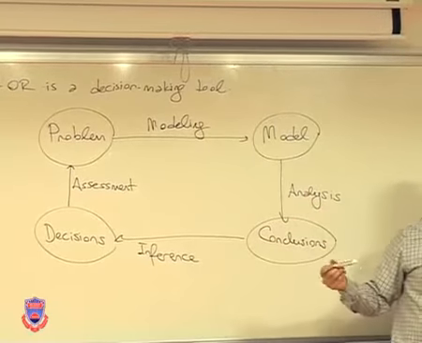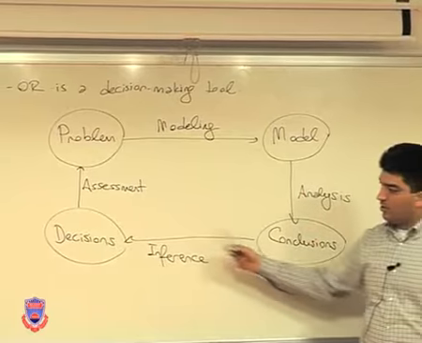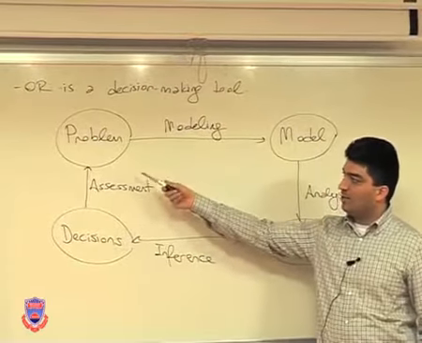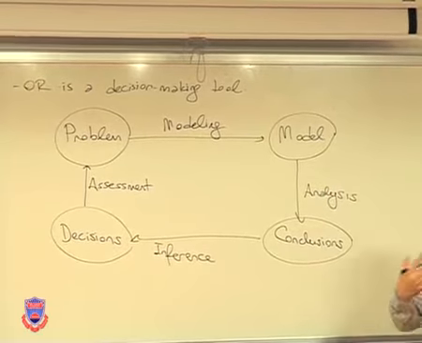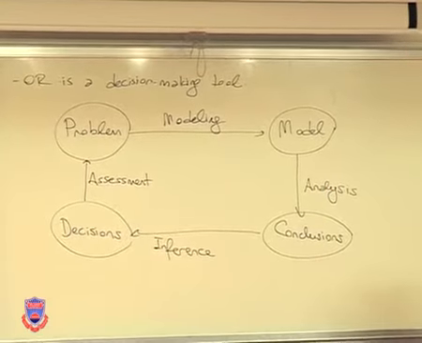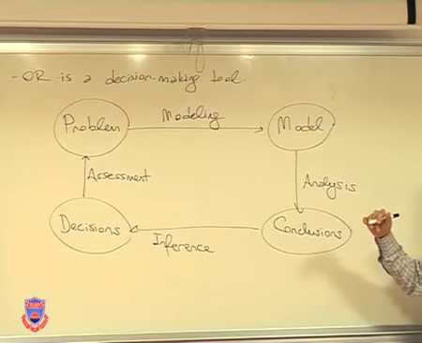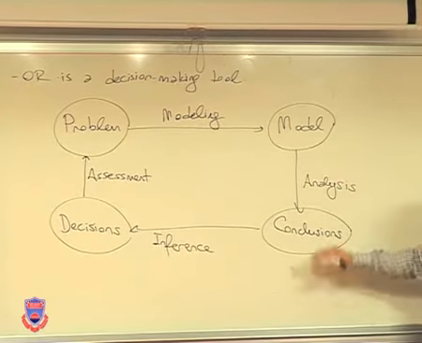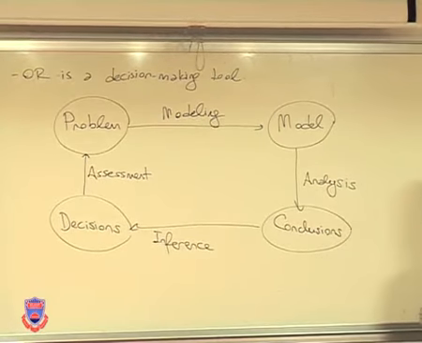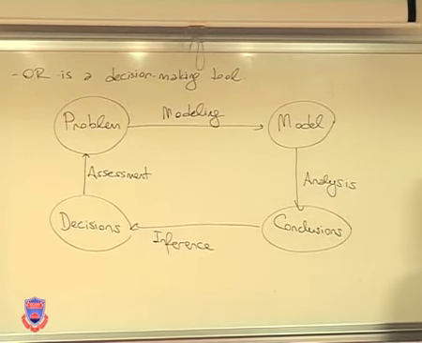Okay? In real-life problems, we start with the problem, we model it, we make conclusions, we look at decisions, we assess decisions, then we revise our model and so on and so forth. Okay? So usually, as I said, we go through this loop several times, and you're going to do this same thing in your senior design project as well. Okay? You're going to start with a problem, you're going to model it, you're going to make conclusions, and you're going to make decisions. Okay? So it's a good idea to keep this loop in mind. Okay? Questions?